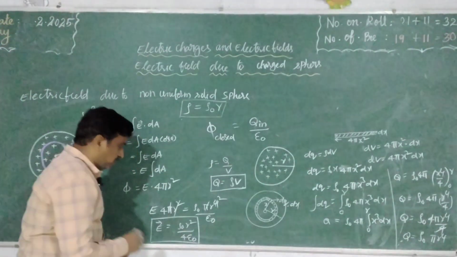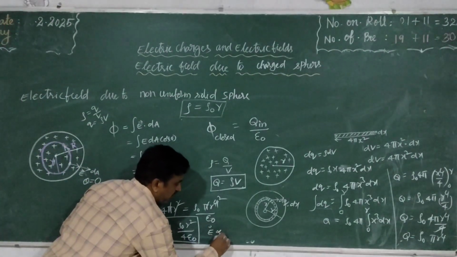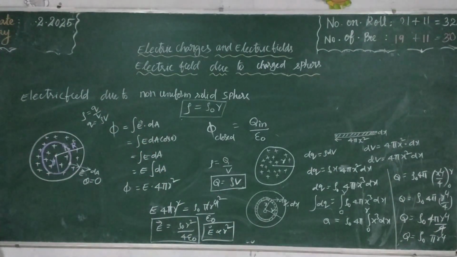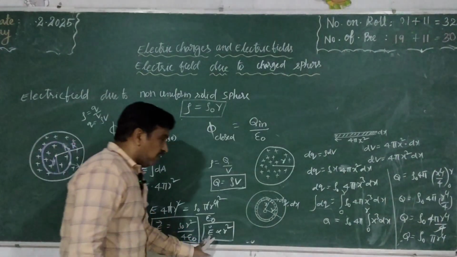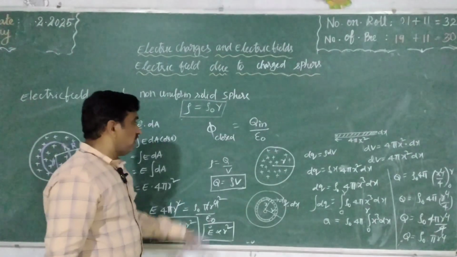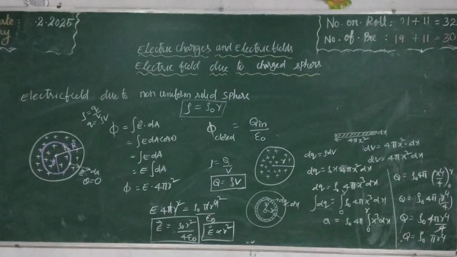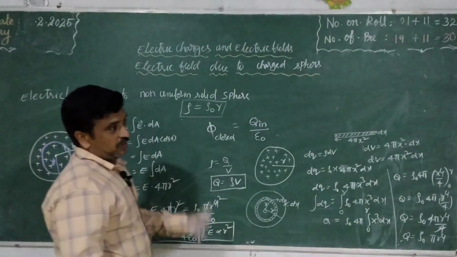This is the electric field due to a non-uniform solid sphere at a small r distance from the center, inside the sphere. E equals rho naught r squared by 4 epsilon naught, which means the electric field is directly proportional to the square of the radius, from the center to the surface. This is the electric field and radius relation for a non-uniform solid sphere. Okay, this is the electric field due to charged spheres. Thank you.